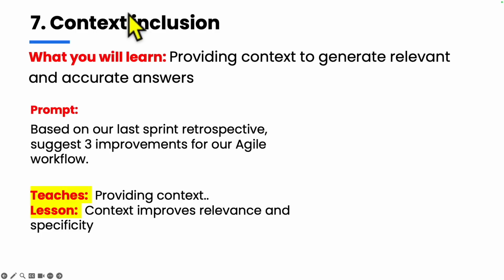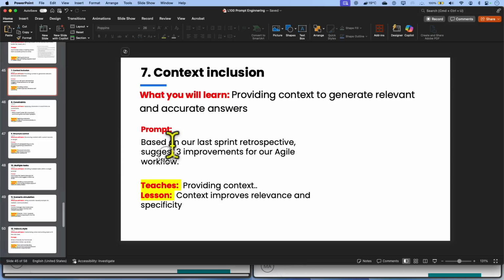Here we are looking at context inclusion. It's really good to give the context. You remember in the third example, I reiterated the fact that adding more context gives you better output. So this is exactly what we are going to learn: providing context to generate relevant and accurate answers. So the prompt is based on our last sprint retrospective, suggest 3 improvements for our agile workflow. So that's the prompt we are going to use.